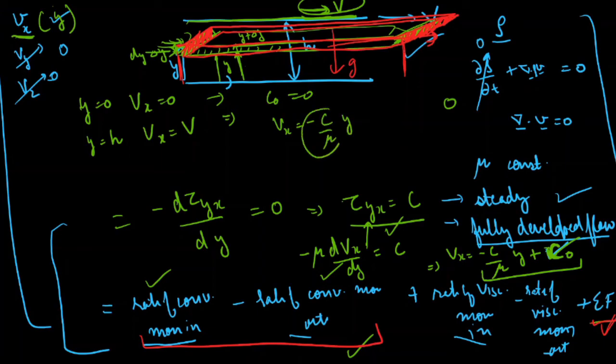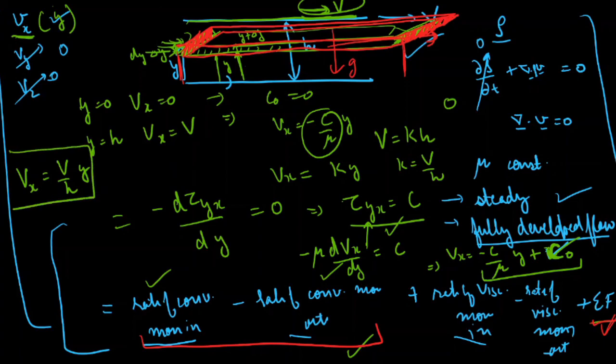Now this is also a constant, so I can replace it with the constant k. So Vx is equal to k y. And now Vx at y equal to h is capital V. So that means V is equal to k h, so k is equal to V by h. So this implies that my velocity Vx is V by h times y. So this is the velocity profile that we get.